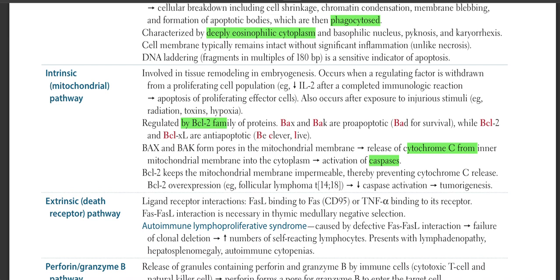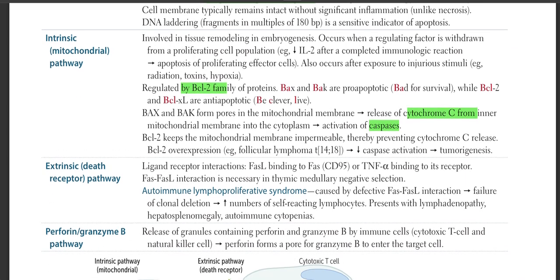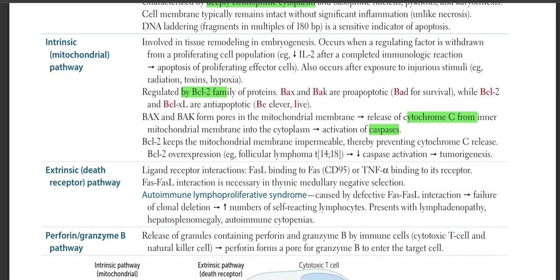So once again, for the intrinsic mitochondrial pathway, you have BCL2, which maintains the mitochondrial membrane. If there is some kind of damage, then the BCL2 protein stops working. So then the mitochondrial membrane leaks out cytochrome C. Cytochrome C activates caspases, and then the caspases ultimately cause the destruction of the cell by activating proteolytic enzymes. Any questions with the intrinsic pathway?